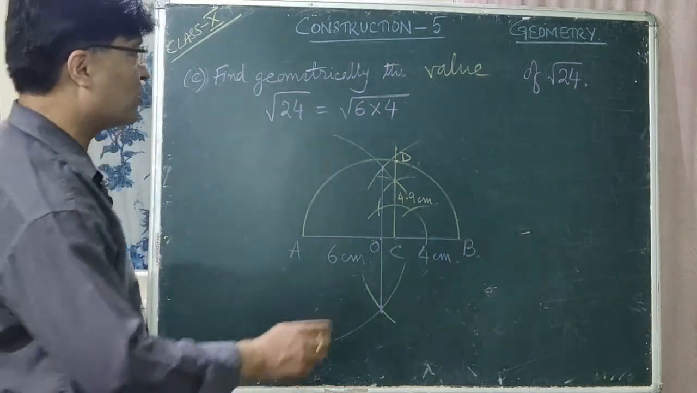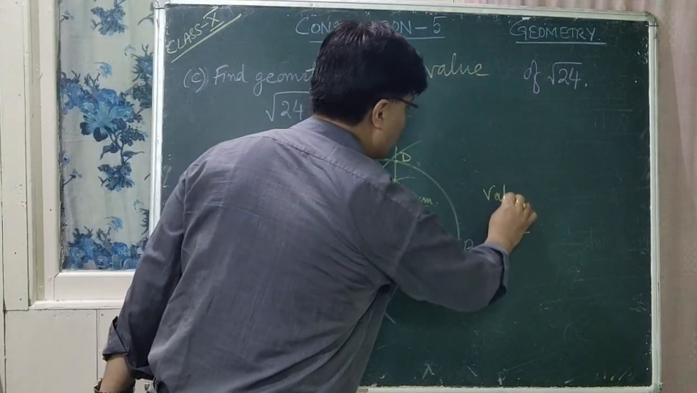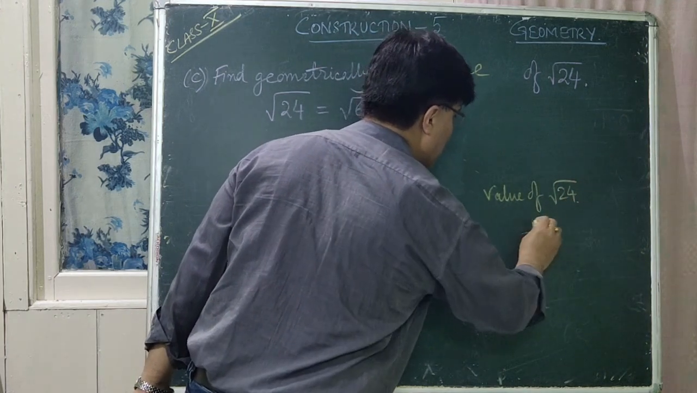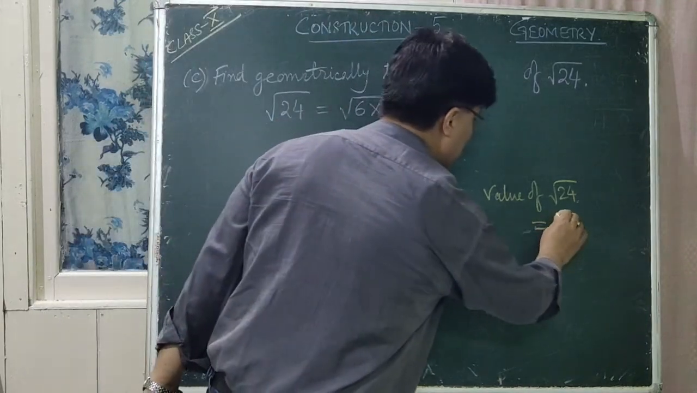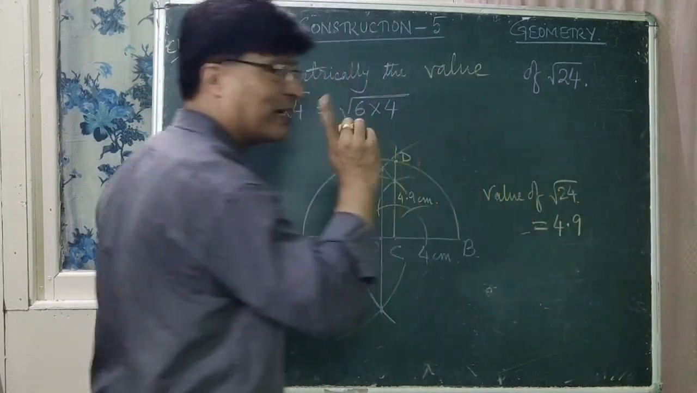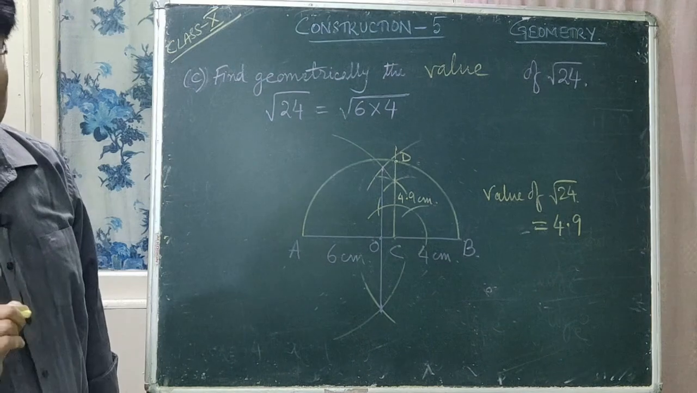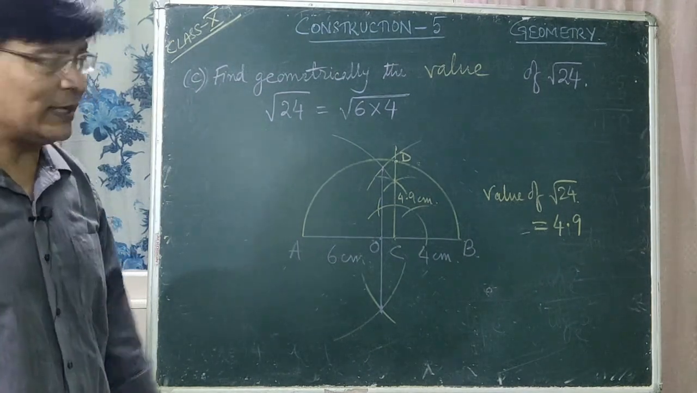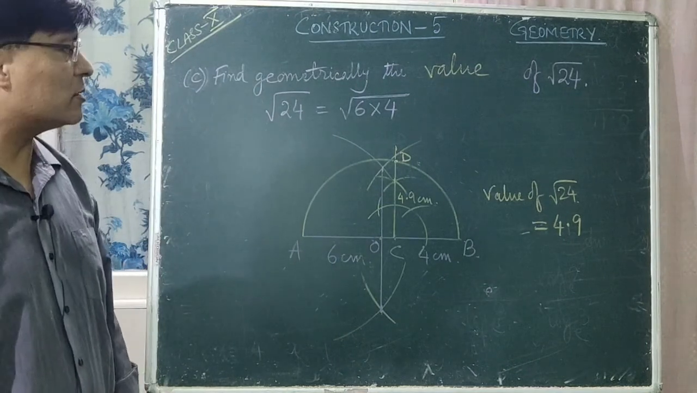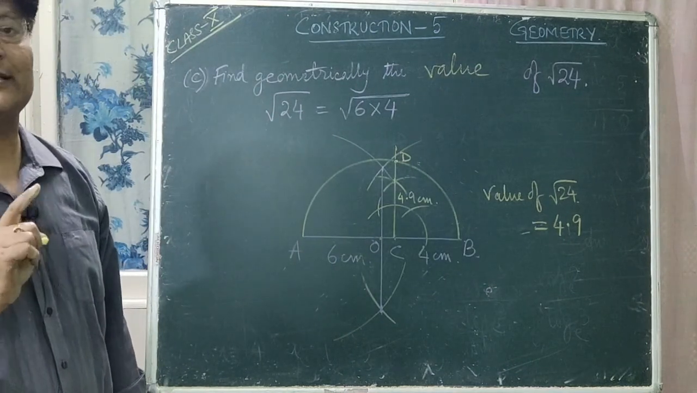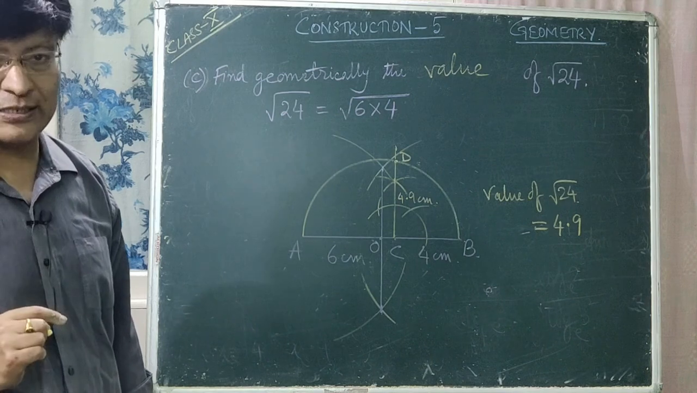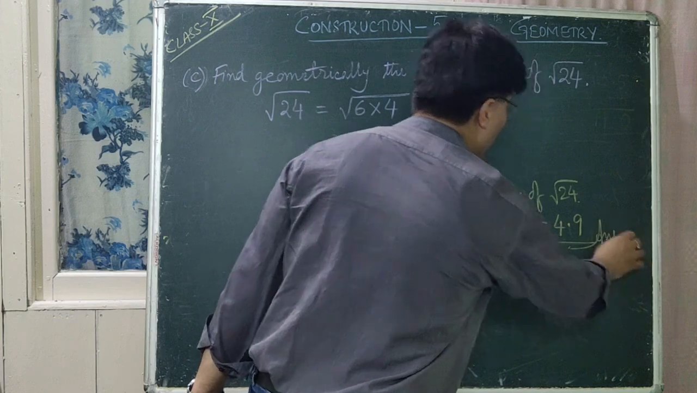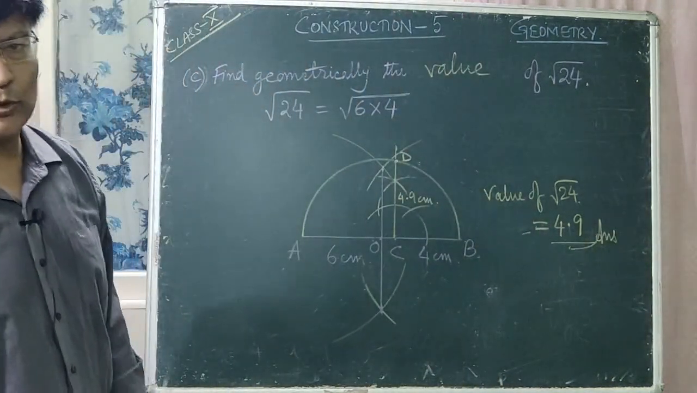So you have to write down the answer as value of root over 24 is equal to, what is the answer? It is only 4.9. Don't write down the unit. If you write down the unit, one mark will be deducted. So out of 5 you will get only 4. Okay, don't write the unit out here because the value of root over 24 does not have any unit. 4.9. You may get 4.8 also, but don't get 5.